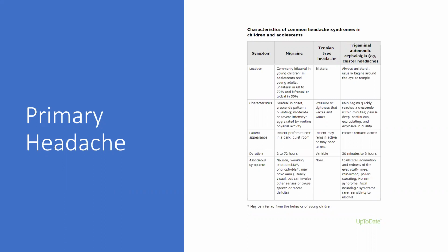So the characteristics, starting with migraine. Migraine has a more gradual onset, and it is usually pulsating in character. It is moderate to severe in intensity, and it is aggravated by routine physical activity. That's how migraines are debilitating. Migraine interrupts your daily activities, which is different from tension type headache, which usually waxes and wanes and feels like a pressure headache or tightness in the head. With a tension type headache, you can usually carry on your daily activities.